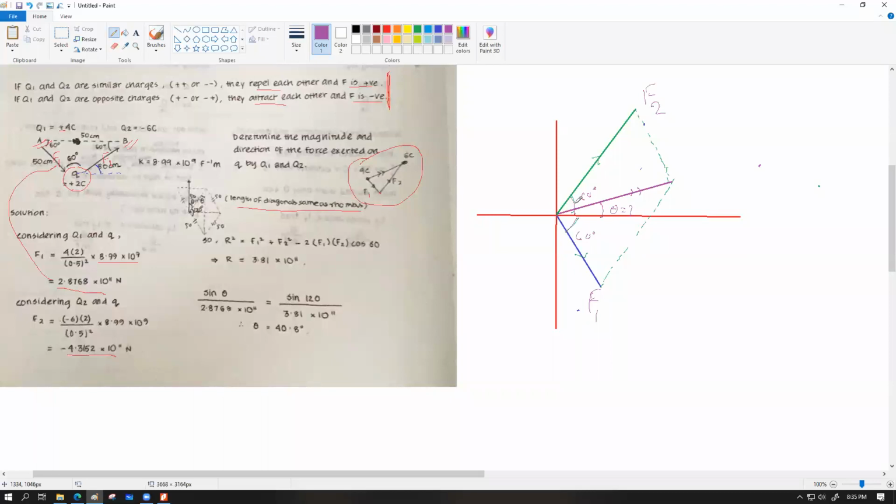So you can calculate the value of this thing using the cosine rule formula. So that's what I did over here. That's the length of this value. And then if you want to calculate the angle, what he did over here, he went for the calculation by some sine ratio.